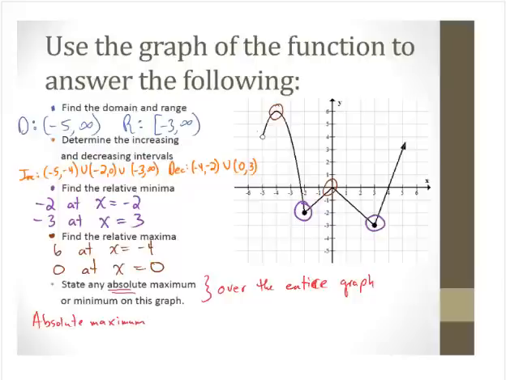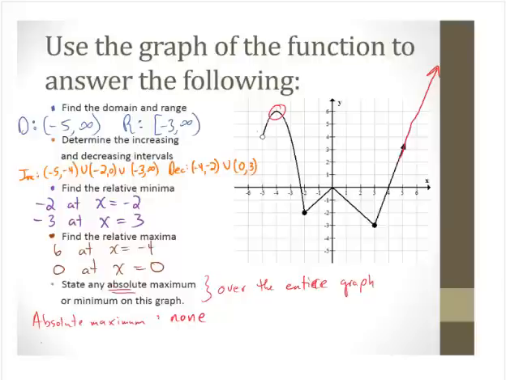Well, we might be tempted to say that this point is the absolute maximum. It's the highest point on the graph. Well, wait a second. We have this arrow saying that this graph continues to move upward. And that part never ends. So there's no absolute maximum.